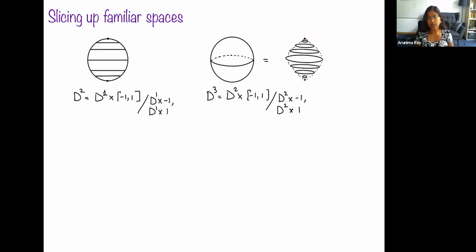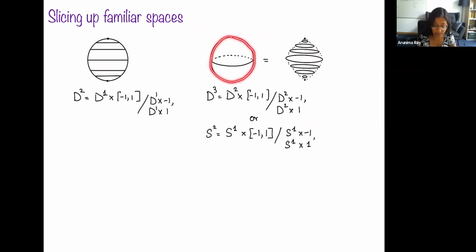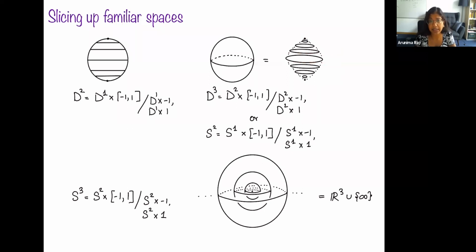Okay, so those are disks, but I could also think about spheres like this. With the same picture, just the boundary tells me that S2 is made up of a sequence of S1s. Here's the equatorial S1, then it shrinks in radius as we go upwards and downwards until we get the degenerate things at the north and south poles. And then similarly, we can think about S3 like this.